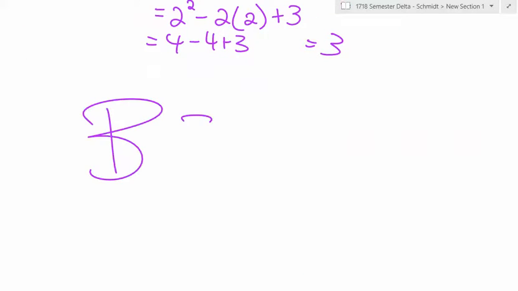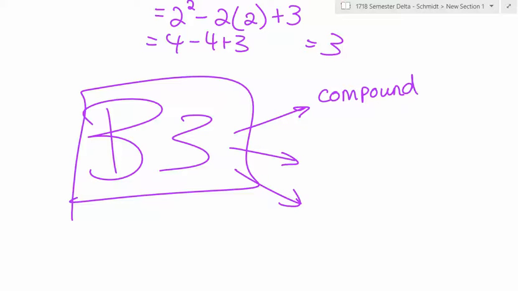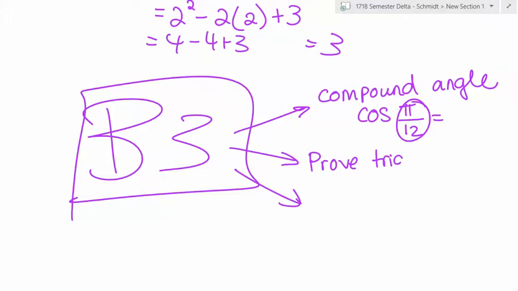I added, not that you have to do it, B3 on the test tomorrow, just in case you wanted another attempt at B3. And it's just like 3 questions. One where you have to use the compound angle formula. So remember you had to do like cos of pi over 12, and you had to give an exact value for that. So you had to figure out, okay, what adds to pi over 12? One where you have to prove a trig identity. And one where you have to solve a trig equation.